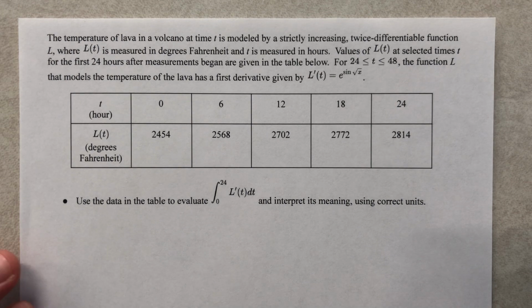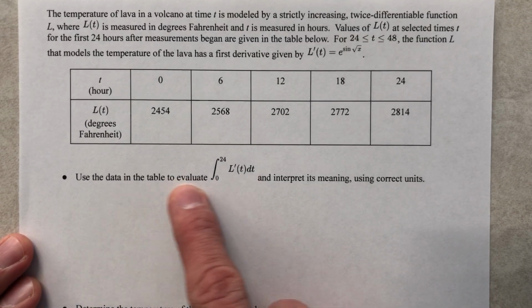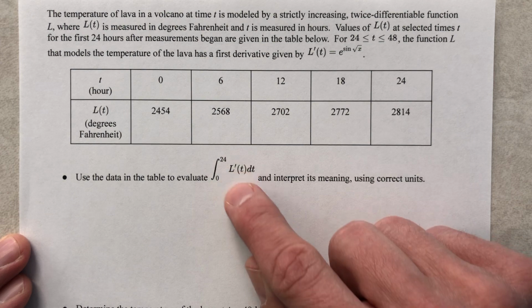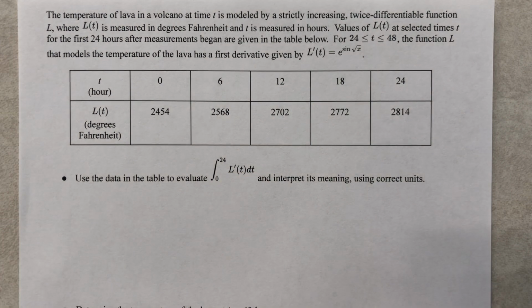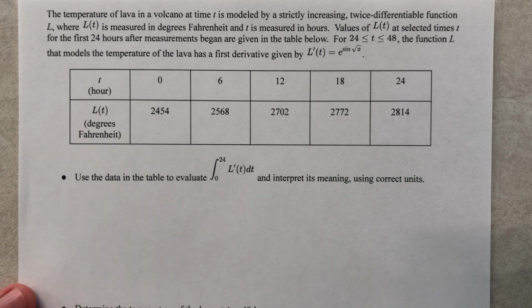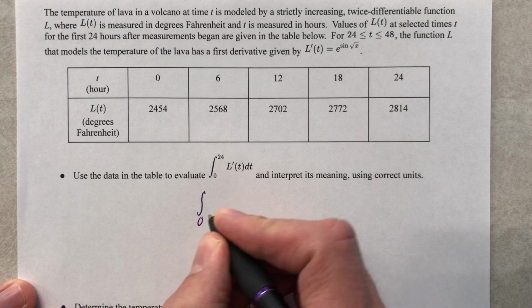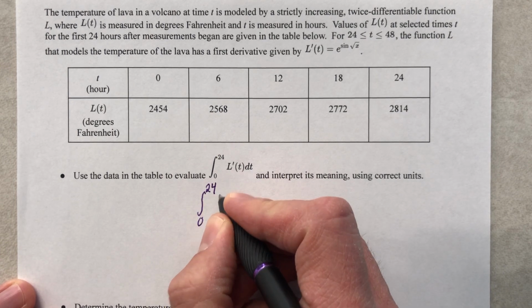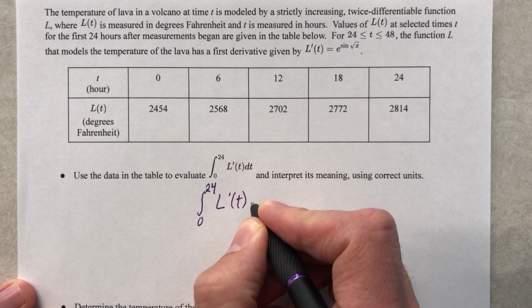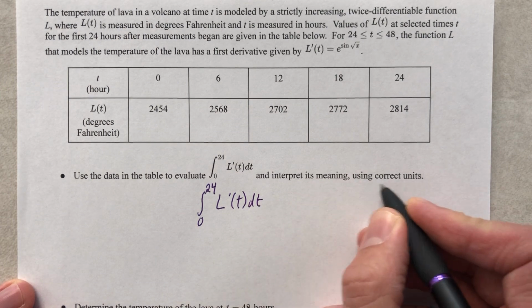Well, we're just going to keep on moving. Use the data in the table to evaluate the integral from 0 to 24 of L prime of t. Okay, I can do this. Let's grab the appropriate colored pen. Guess which color I grabbed? You are correct, if you said purple. Interpret its meaning using correct units.